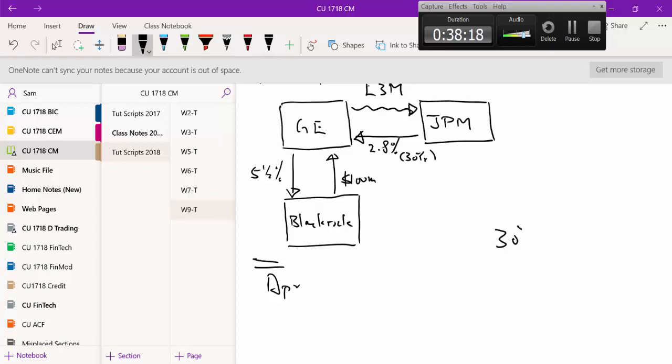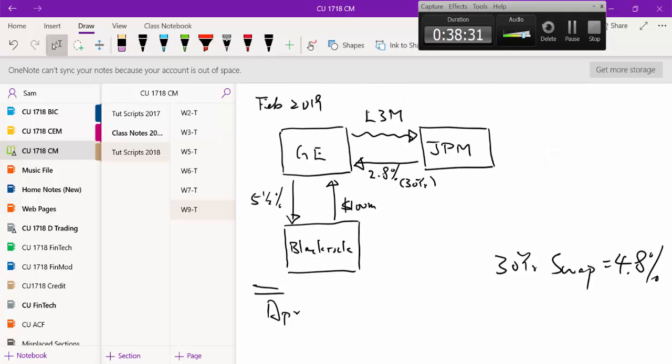The 30-year swap rate is now 4.8%, which means if you go out there and talk to any bank and say to them, I will pay you LIBOR for the next 30 years, what is the fixed rate you can pay me? They will say 4.8. Now, if you are GE, are you happy with that?